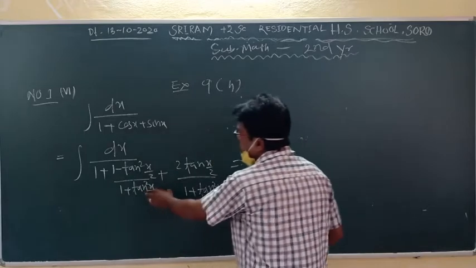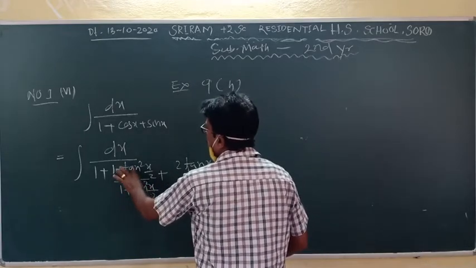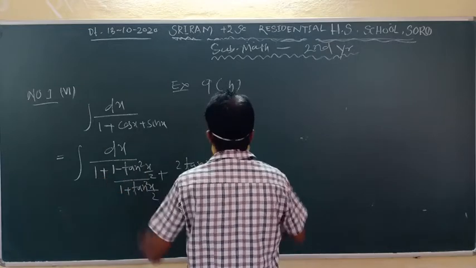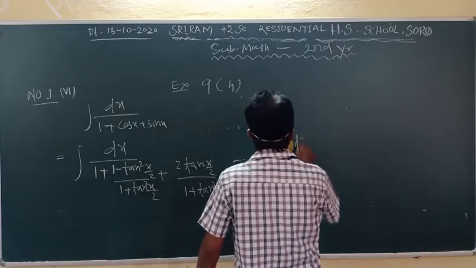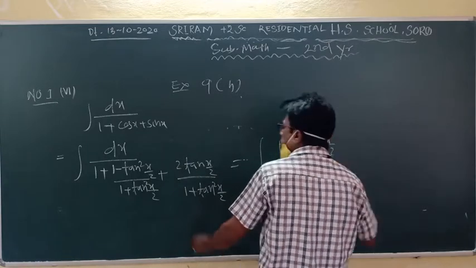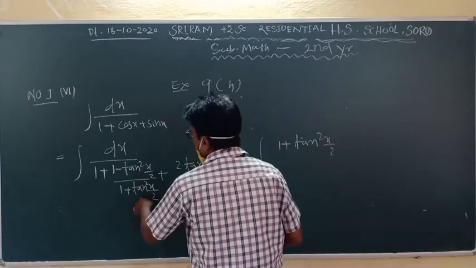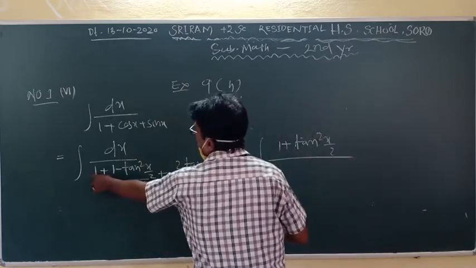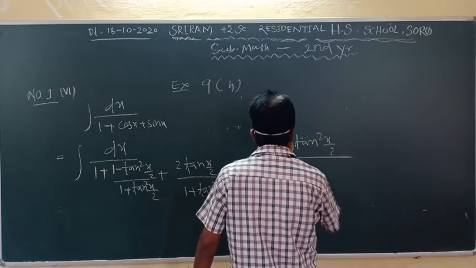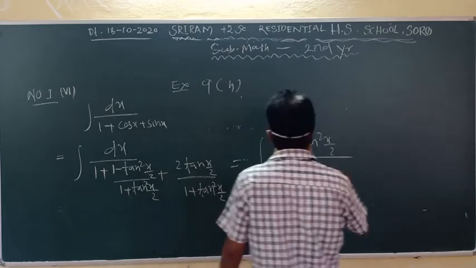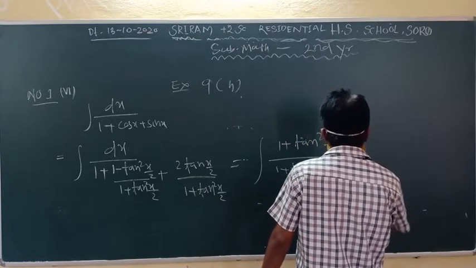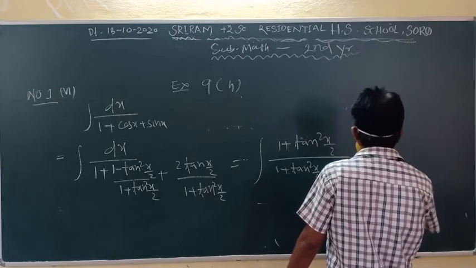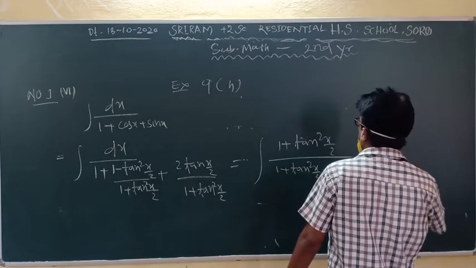Now, the LCM of the denominator is 1 plus tan square x by 2 multiplied with 1, and it goes to the numerator. So that becomes 1 plus tan square x by 2, because dividing by 1 plus tan square x by 2 in the denominator, it goes to the numerator. Now 1 plus tan square x by 2 multiplied with 1 plus tan square x by 2 plus 1 minus tan square x by 2 plus 2 tan x by 2, dx.